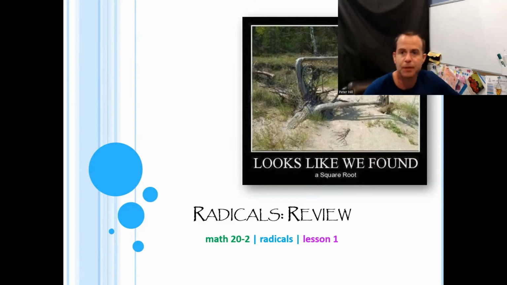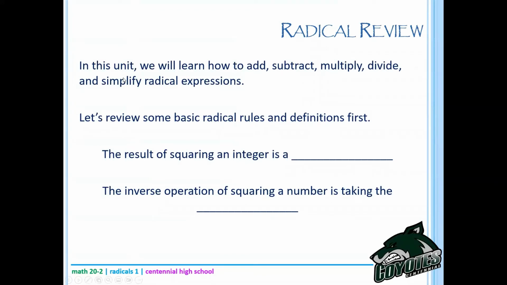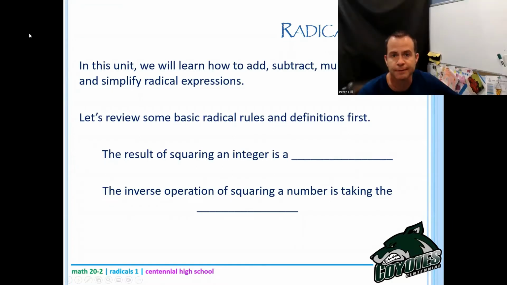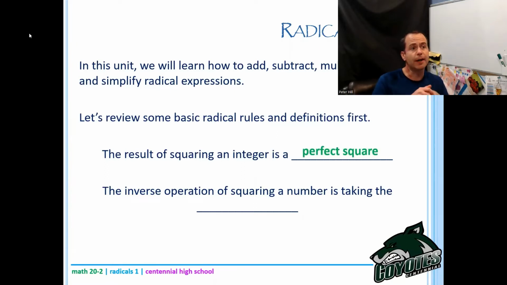Okay, so let's get going here. I am just going to hide myself for one second so I can read that to you. In this unit, we will learn how to add, subtract, multiply, divide, and simplify radical expressions. Okay, so some basic radical rules and definitions first. The result of squaring an integer is called a perfect square. So for example, if I square 4, I get 16. 16 is a perfect square because we know its square root is 4. The square root of 16 is 4.